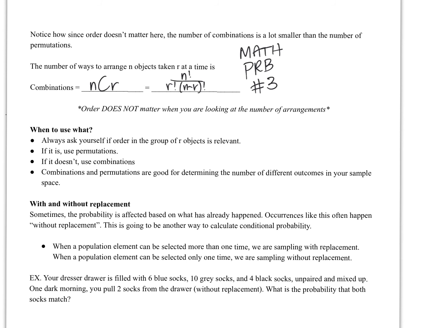If the order does matter, you're going to use a permutation. A couple things are always going to be a permutation. One of those is if you're placing people. That means first place, second place, third place. That's always going to be a permutation.